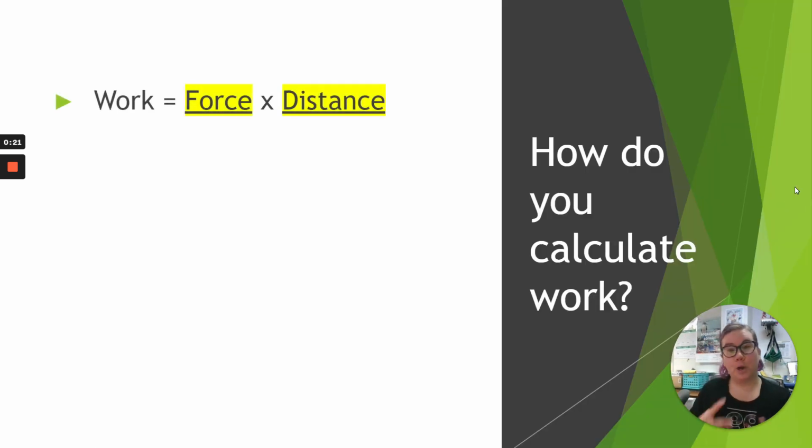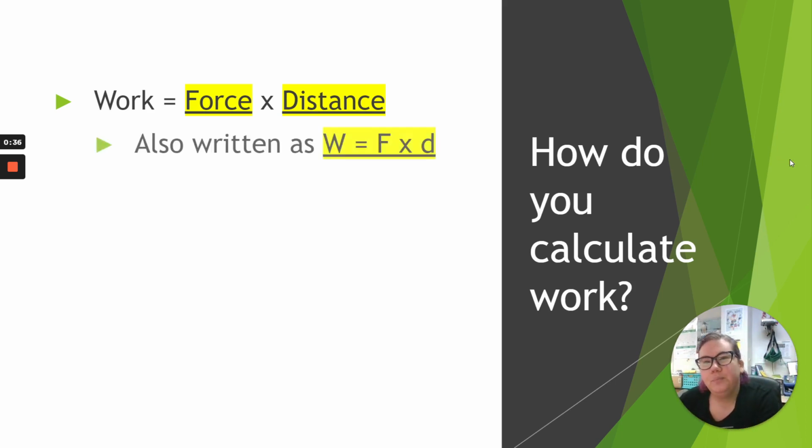Well, our equation for work is just force times distance. Okay, and that kind of makes sense with our definition, right? Applying a force over a distance to make an object move in the same direction as the force. We also write it, because we as scientists like to abbreviate everything, as W equals F times D. Work is force times distance.